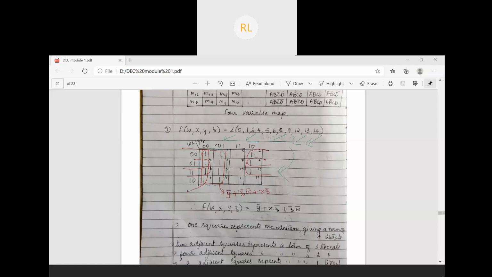Similarly, how we group them, 0, 0 stays, 0, 1 goes off. So y bar is remaining. Now see the magic here. If everything is selected, it all gets cancelled. So that is why we just have y bar remaining.